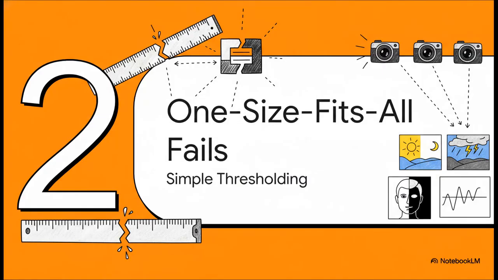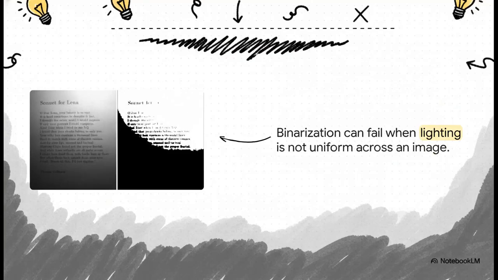But, and there's always a but, right? That simple one-size-fits-all approach, using just one threshold for the entire picture, it's got a massive flaw. What happens when the lighting in your picture isn't perfectly even? And this right here is exactly where that simple method just completely falls apart.